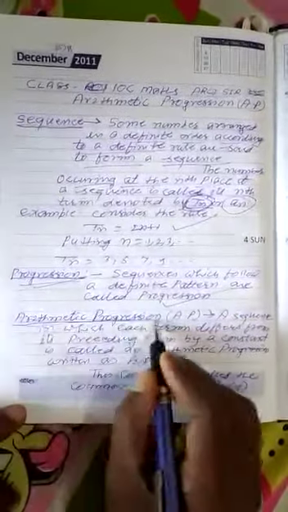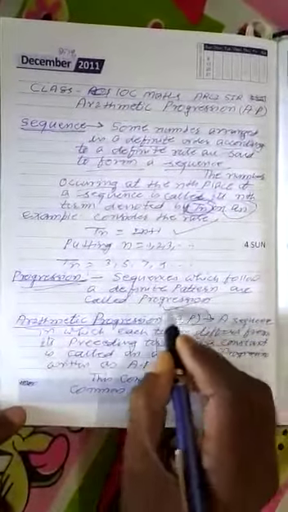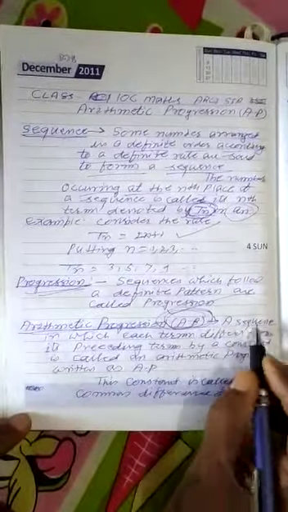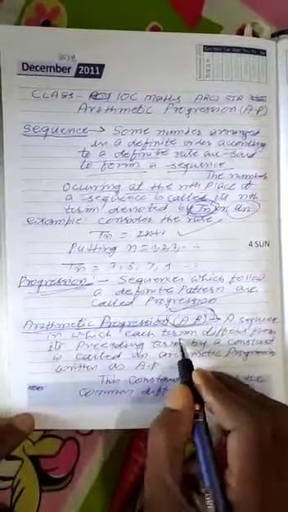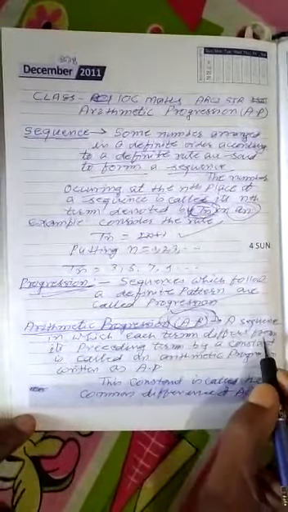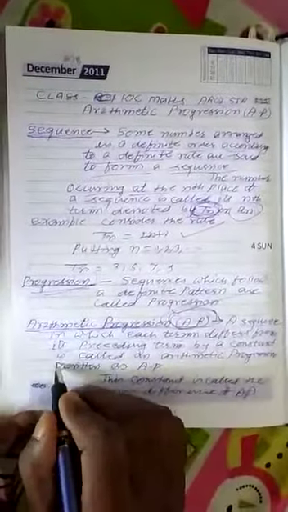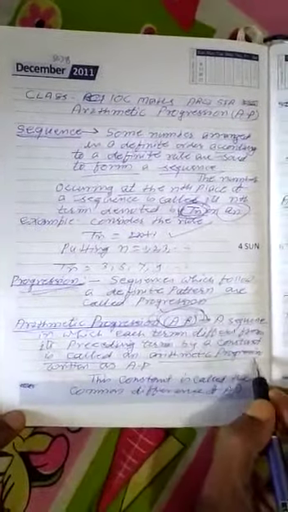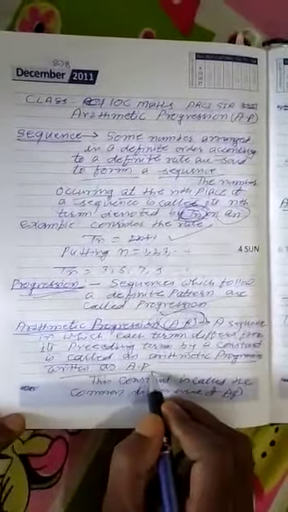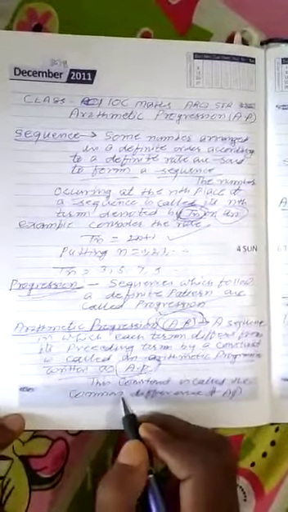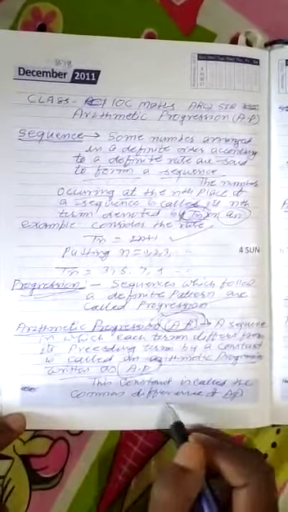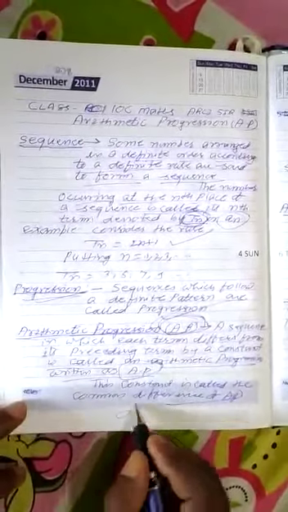Arithmetic progression, it is denoted by AP. A sequence in which each term differs from its preceding term by a constant is called arithmetic progression, written as AP. The constant is called the common difference. It is denoted by D.